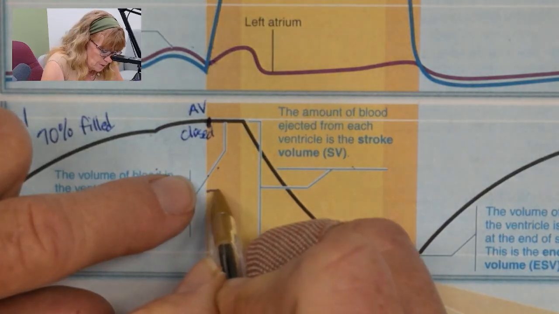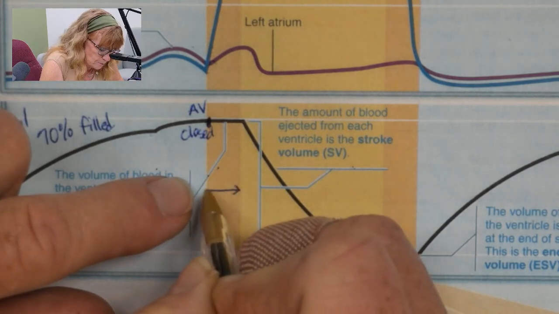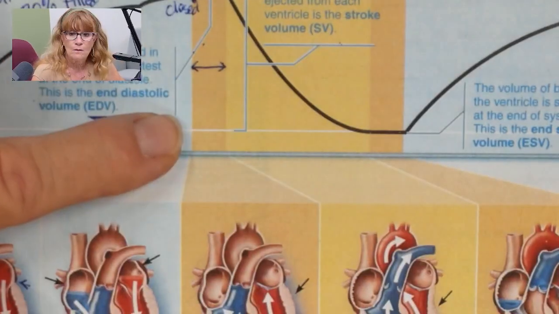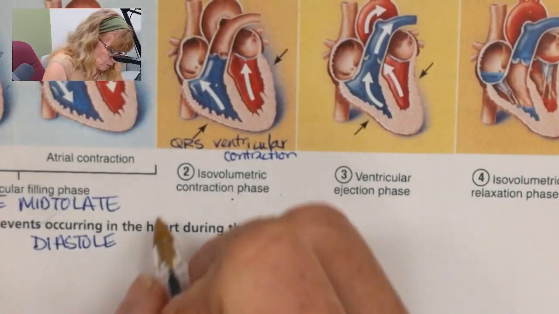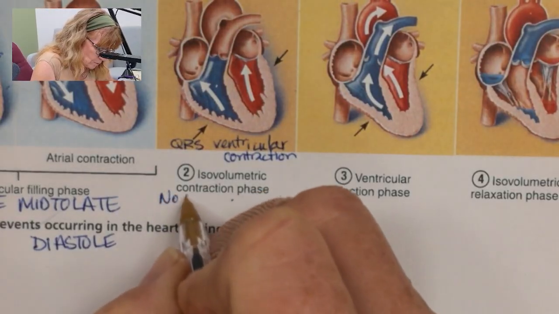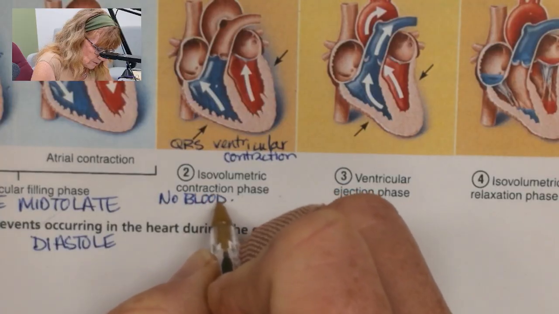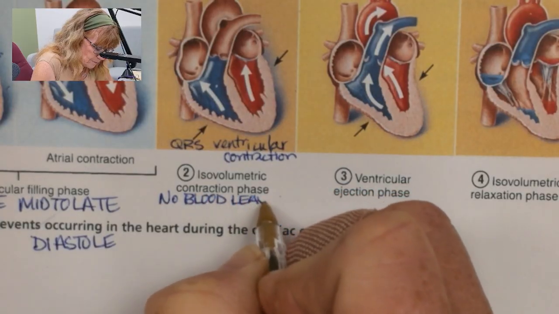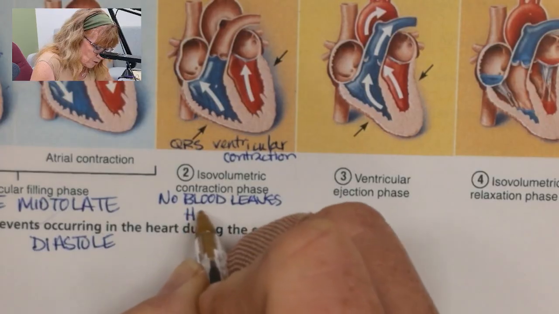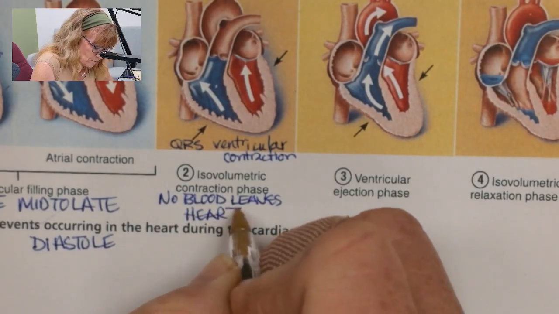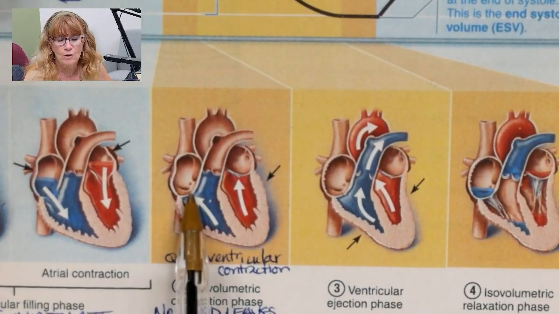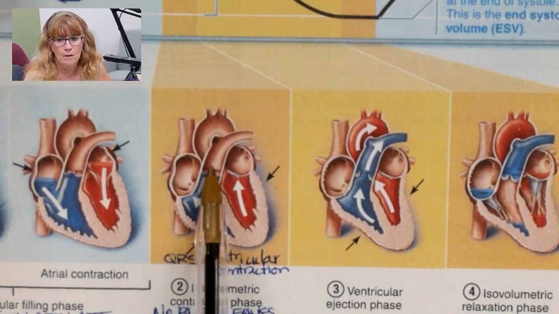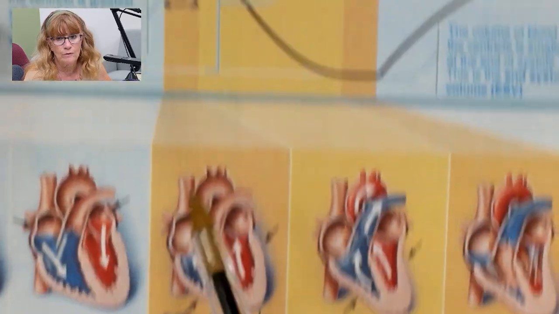So this time period right in here is number 2, the isovolumetric contraction phase. Isovolumetric contraction means no blood leaves the heart. Okay, so no blood is leaving the heart. We just have enough pressure to close the AV valves and not enough pressure to open up the semilunar valves.